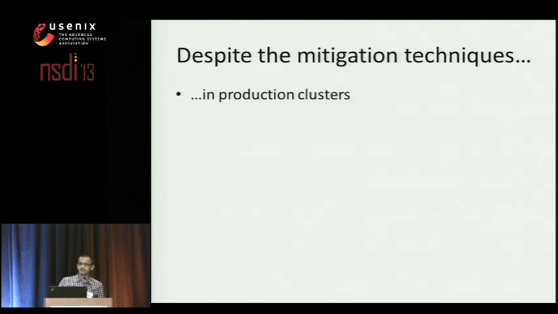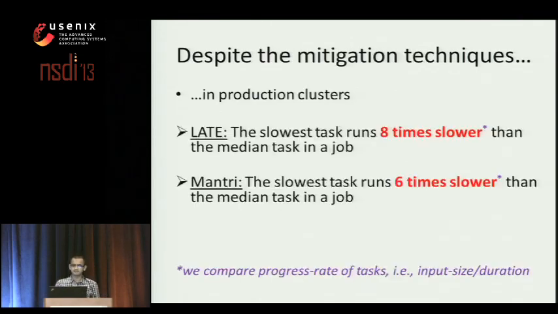Despite these mitigation techniques, what we see is that stragglers still occur in these small interactive jobs. For example, in the Facebook cluster with the LATE technique in effect, the slowest task in the job still runs nearly 8 times slower than the median task of that job. The numbers are similar, albeit a little lower, for Bing. And note that here we're not measuring task duration per se, but task duration normalized to the input size, so data skew and things like that are already excluded here.